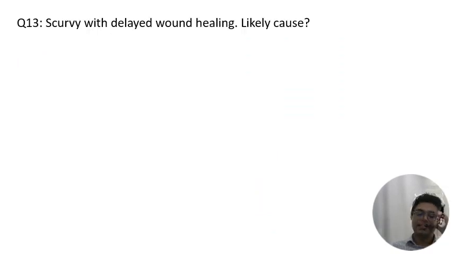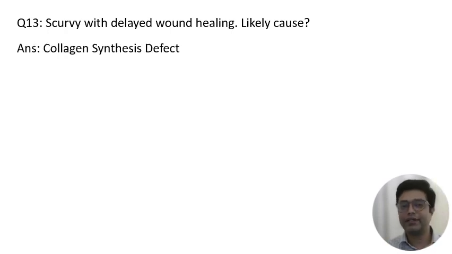Moving to question number 13, it's a repeat question. Scurvy with delayed wound healing, likely cause. The answer is collagen synthesis defect. I don't have the other options which have been recalled, but collagen synthesis defect was there. Scurvy happens due to vitamin C deficiency. Vitamin C or ascorbic acid is required for hydroxylation of lysine and proline residues, which stabilize the collagen structure. So if vitamin C is deficient, the collagen synthesis is not proper, and that is why these children have delayed wound healing and loose gums and all the manifestations.